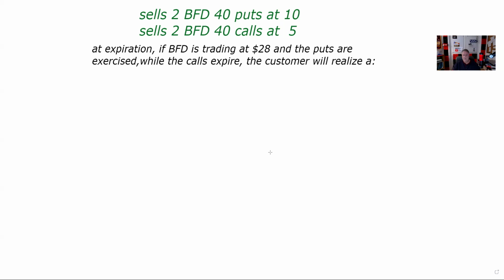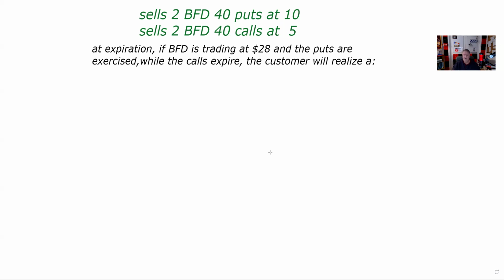Okay, so let's look at this question. At expiration, BFD is trading at 28. So one way you could do it is just memorize break evens. You could just say, okay, well, my break even is 25. 28 is 3 points inside my break evens. I got a 3-point profit, two contracts. Profit is $600. That's one way to proceed.